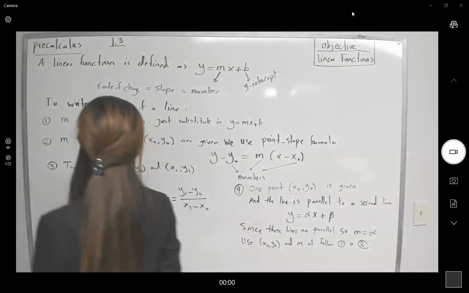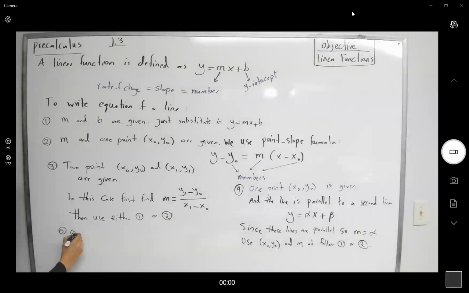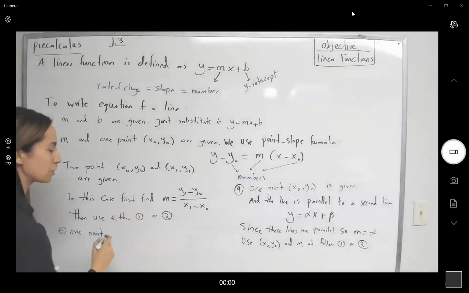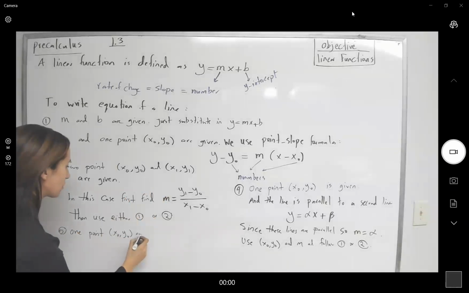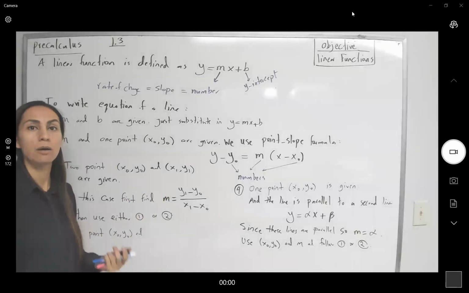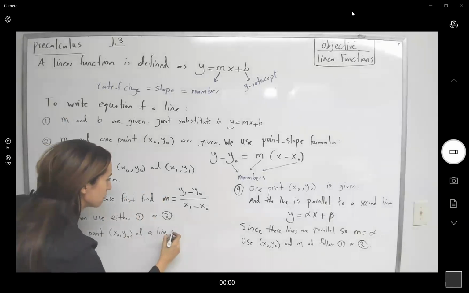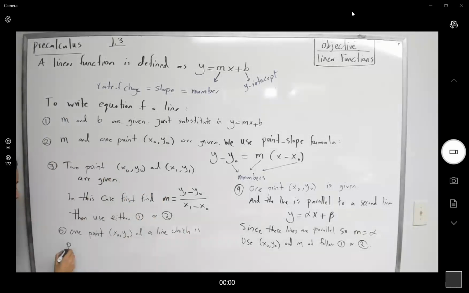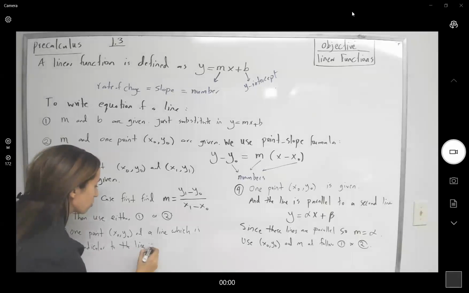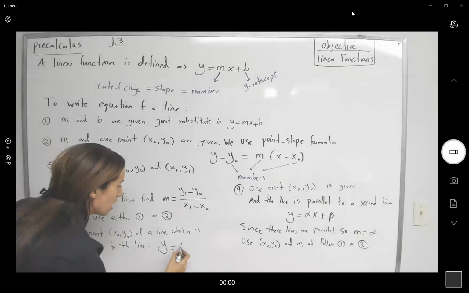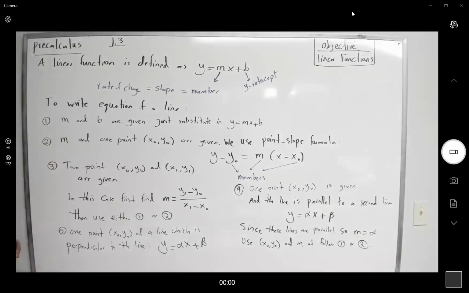Well, in the fifth scenario, you have 1 point, like x sub 0, y sub 0, and you have a line which is perpendicular to the line that we're trying to write. So suppose you have line y equals alpha x plus beta. So M is going to be -1 over alpha. Guys, it's important.